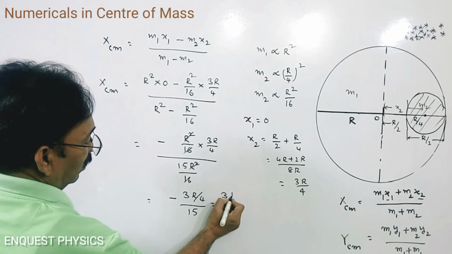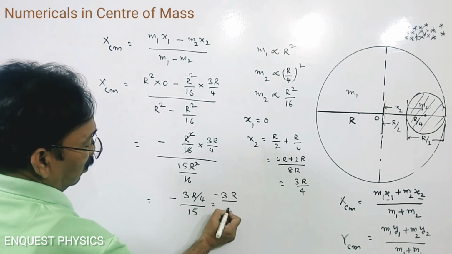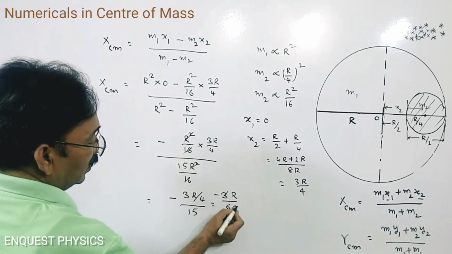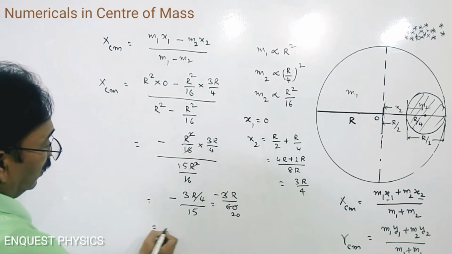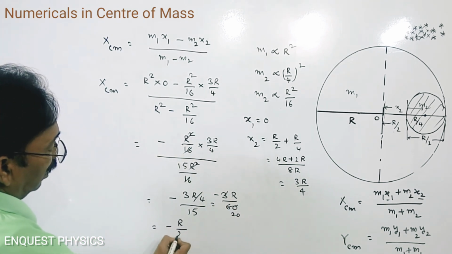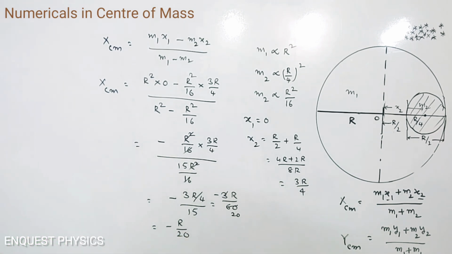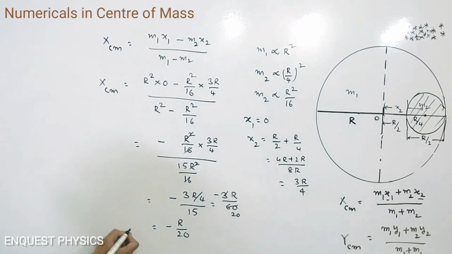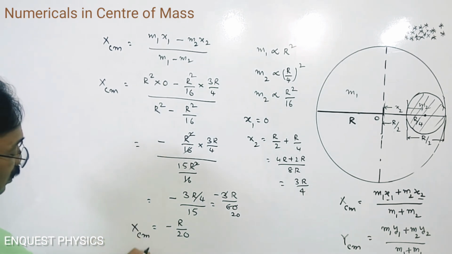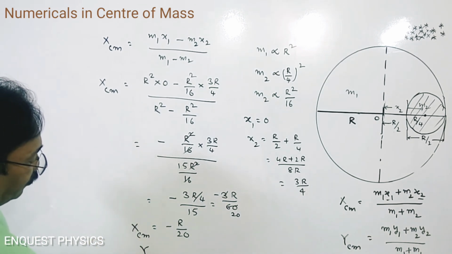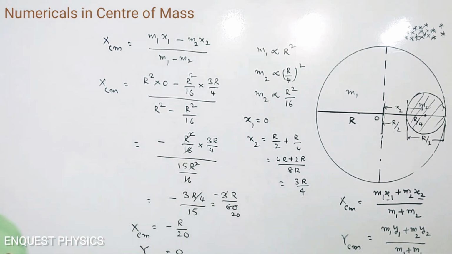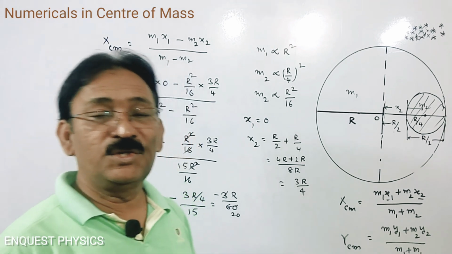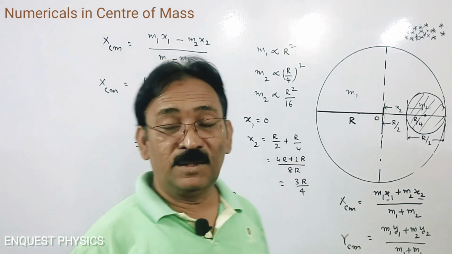That is minus 3r by 60. Okay students, 3 1s are 3 20s. That is minus r by 20. Okay, it moves here. Okay students, similarly you can find out the ycm as 0. It is the way to solve these kind of problems, whatever the position of the removed plate.